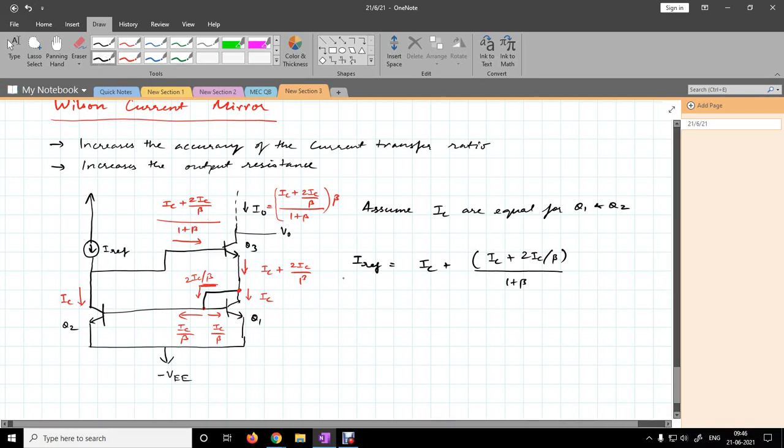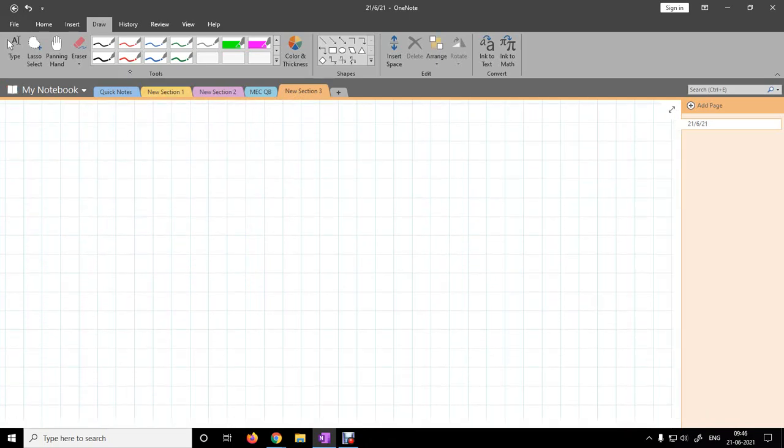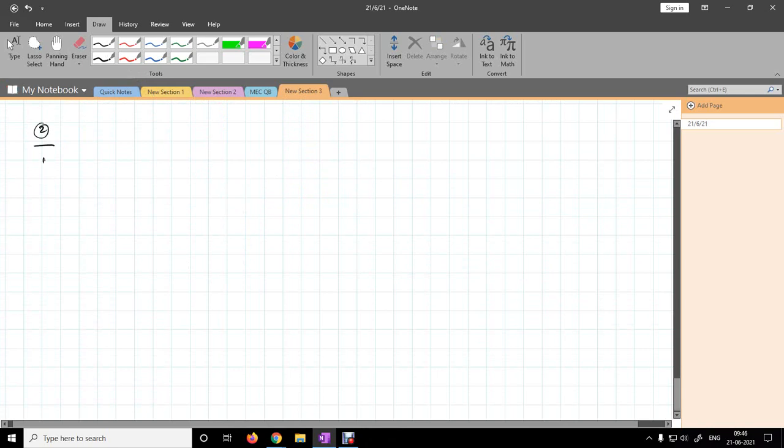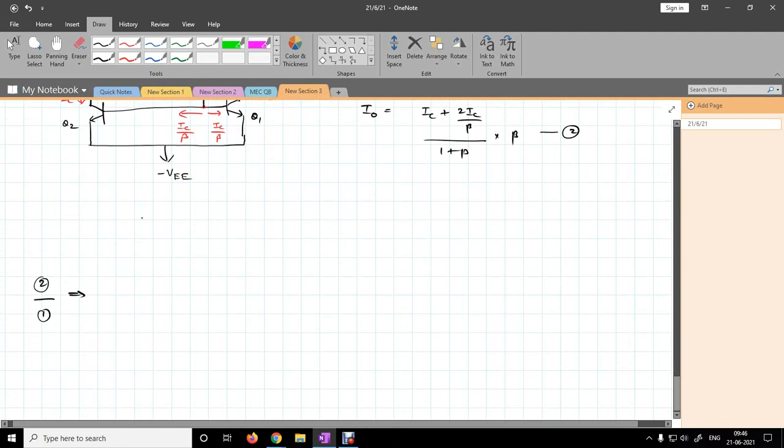So I naught here is IC plus 2IC by beta divided by 1 plus beta into beta. This is what you get. So it is a simple matter now. I will call this equation 2. So equation 2 divided by 1, what will you get? You will get I naught by I ref.